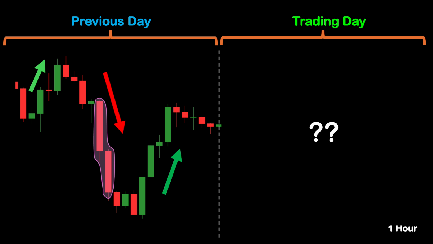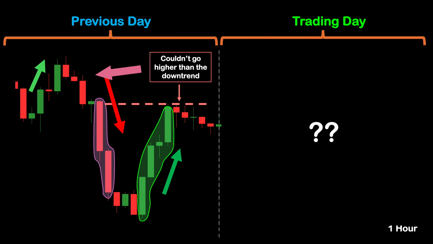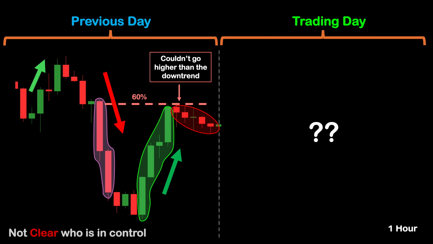And now if you pay attention to this uptrend, it started off with some powerful candles, but it didn't continue to go higher than this downtrend. Instead, it stopped at around 60% of this downtrend. And look at how the day ended. This uptrend ended the day with a small pullback going down. Can you see how this entire day's data is not clear? It's very hard to tell which direction the market is going to go based on this information we just analyzed.